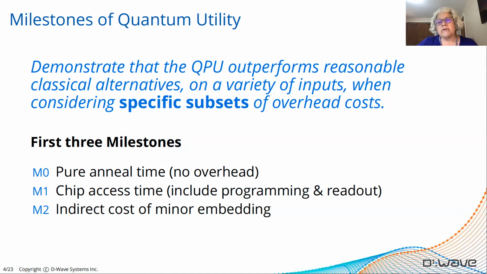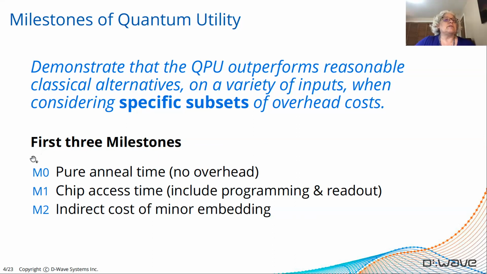We think about all the overhead costs associated with quantum annealing: problem transformation, minor embedding, and shipping the thing across the internet. That adds up and can create a considerable overhead obstacle to good performance. So what we want to do is focus on specific subsets of overheads, measure them carefully, and evaluate how the QPU is performing with respect to subgroups or pieces of these overhead costs.